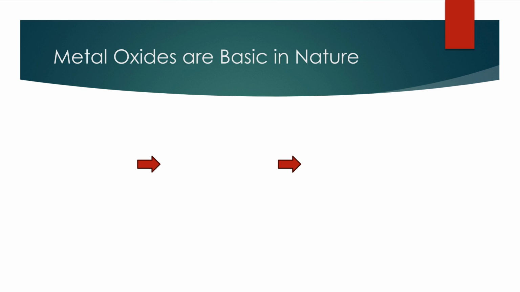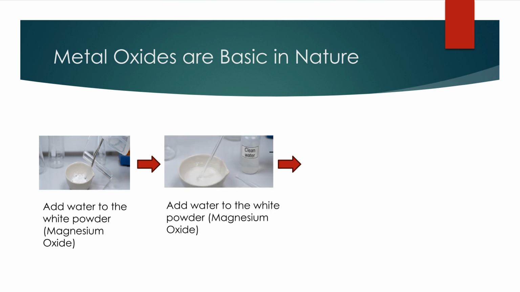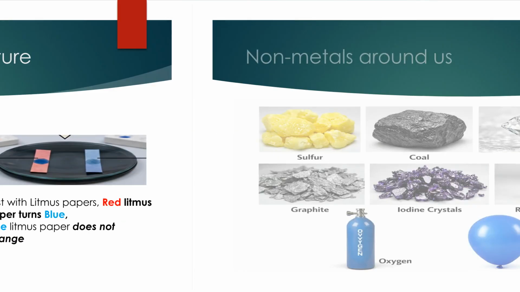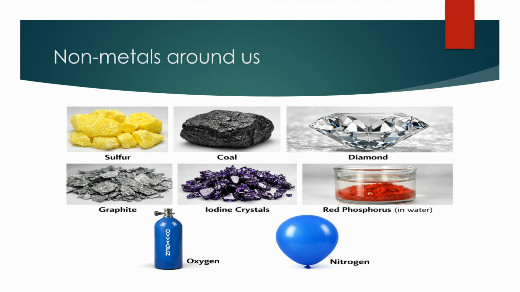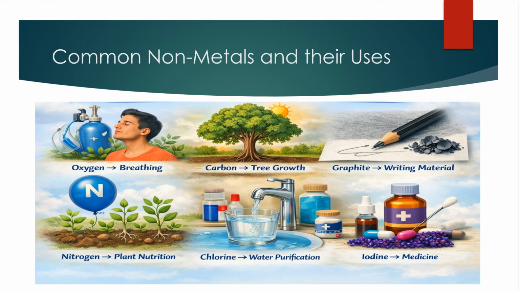We have seen how metals behave, but metal oxides are also basic in nature. When we add water to magnesium oxide powder, the resulting solution turns red litmus paper blue. Beyond metals, nonmetals are also all around us. Common examples include sulfur, carbon in the form of coal or diamond, phosphorus, iodine, and gases like oxygen and nitrogen. Nonmetals serve vital roles in our daily lives, from oxygen for breathing and carbon for tree growth, to chlorine for water purification and iodine for medicine.